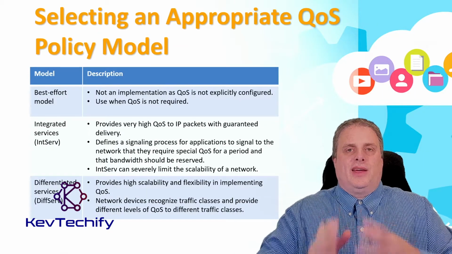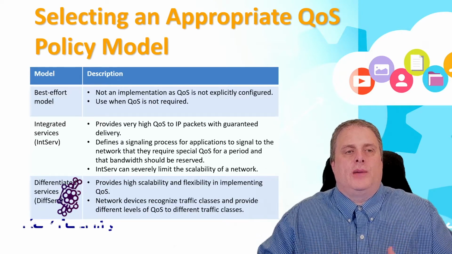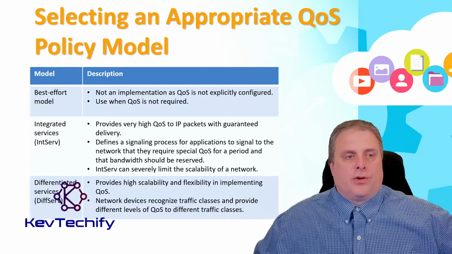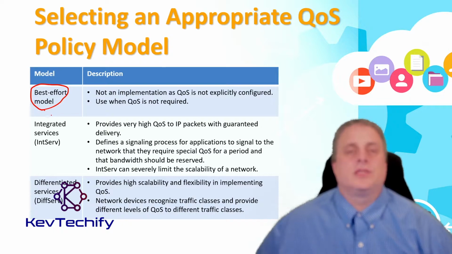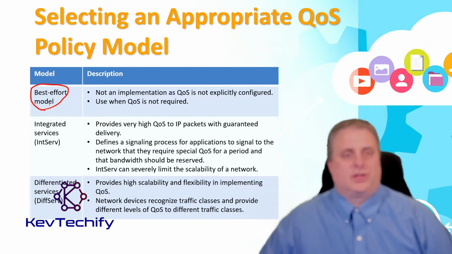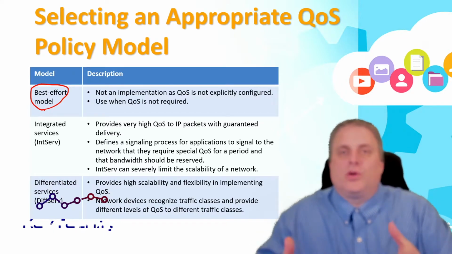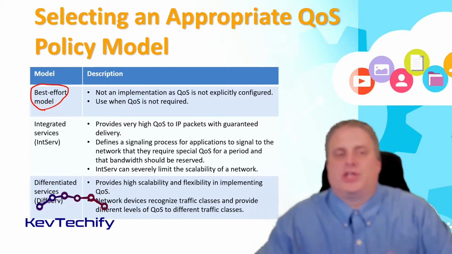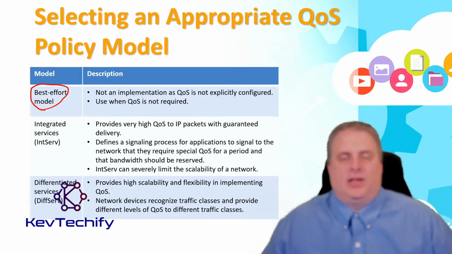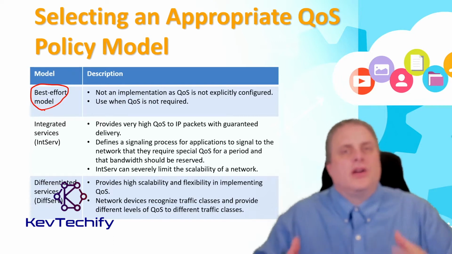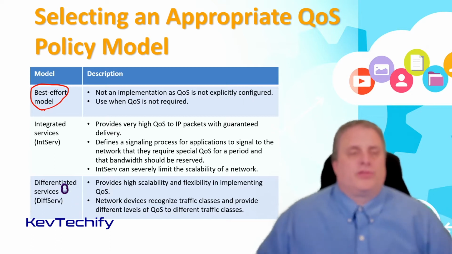When we look at the different mechanisms for quality of service, we have to look at what type of model are we going to use. For our best effort model, this isn't really a quality of service. It's more of, okay, we're going to do the best we can. If we get overloaded, we're just going to slow everything down until the congestion clears up. You use this when quality of service is not needed. You have a simple network. You don't do a lot of voice or video on that. This would be an appropriate model for you.